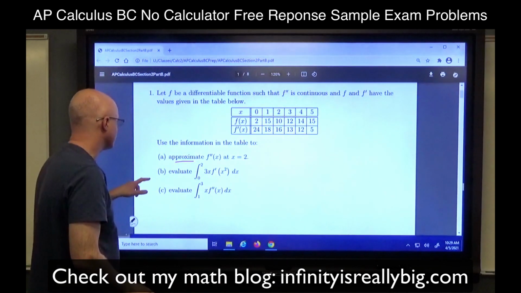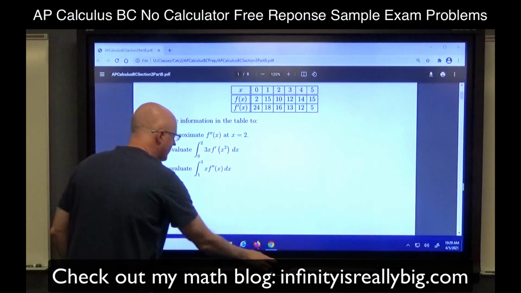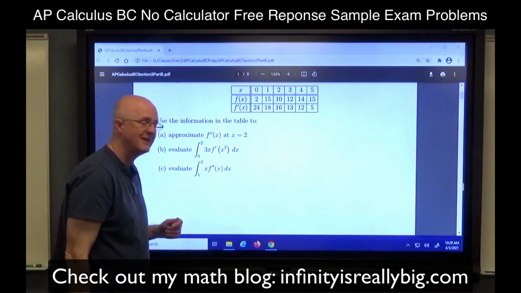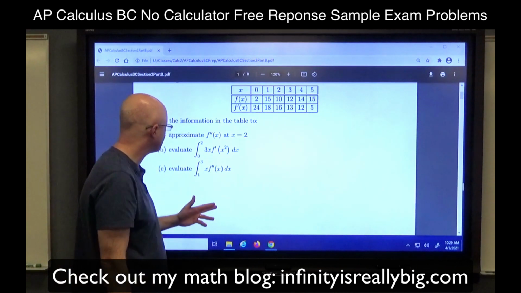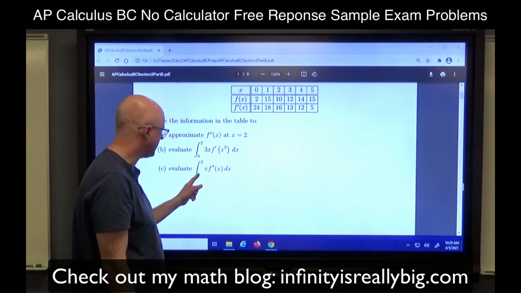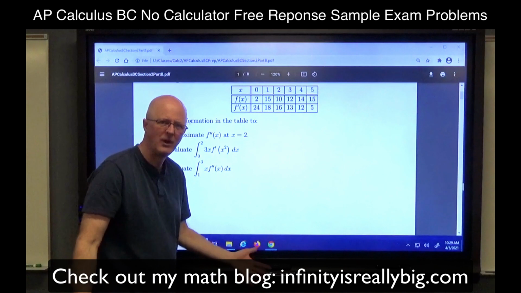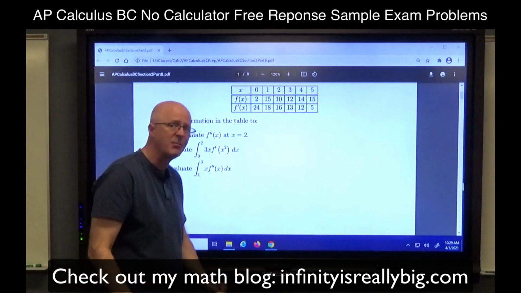This one looks harder. Evaluate that integral. What in the world? Not only do we not have a formula for f or f prime, we've also got an x squared inside there and a 3x out there. And then in C, we've got to evaluate this integral of x times f double prime. What in the world? How can we possibly do these things? Take a breath.